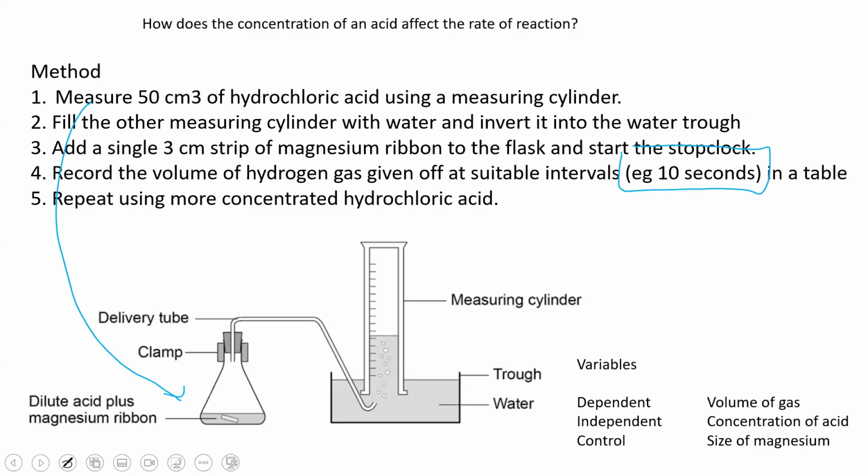Now, if you think about it, they could also say test for calcium and iron. Then what you'd have to do, instead of swapping the acid, is the piece of metal that goes in the bottom would be calcium or iron. But you've also got to make sure that you do 3 centimeters of calcium and 3 centimeters of iron. So you've got to keep whatever they're asking you for constant.